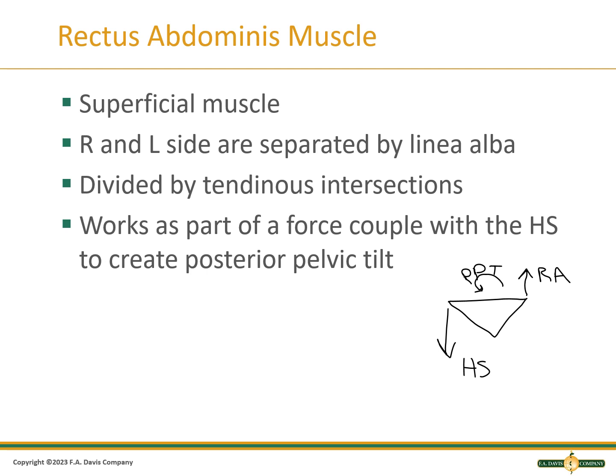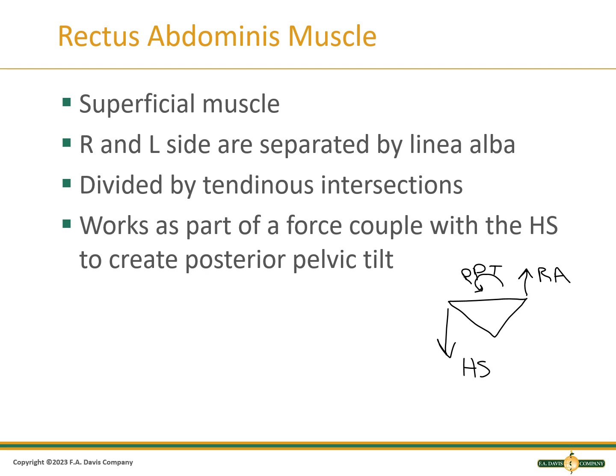So because of its line of pull, rectus abdominis is a really important muscle in contributing to the force couple that helps to produce posterior pelvic tilt, or rotation of the pelvis in the posterior direction. So if you remember from chapter 2, a force couple is produced when we have forces going in opposite or opposing directions around a central axis to produce rotation.